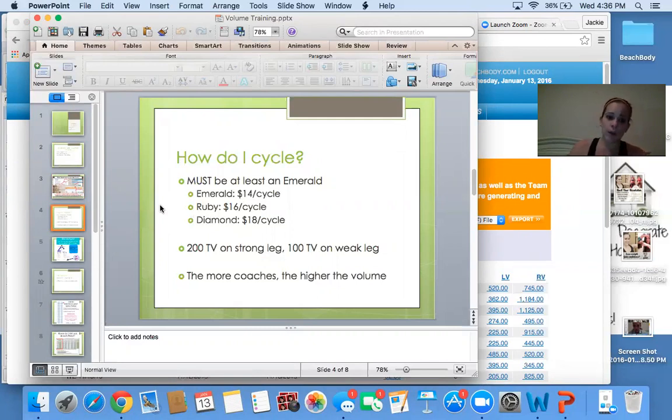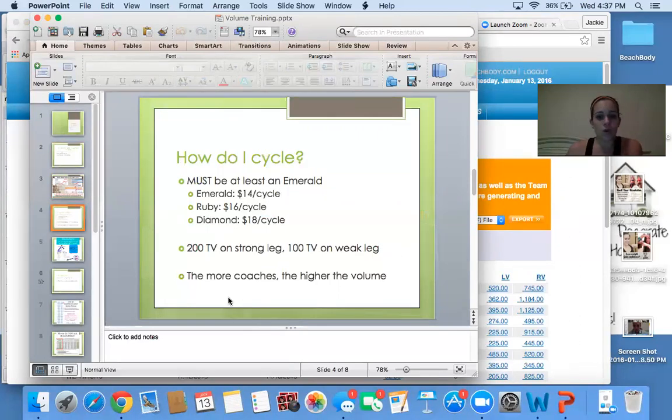So, if you're emerald, you will get paid $14 a cycle. If you're ruby, you will get paid $16 a cycle. If you're diamond, you get $18 a cycle, and it doesn't change from there whether you're just a diamond, 8-star, or 15-star, you've got a bajillion business centers, it doesn't matter, you will still get $18 a cycle.